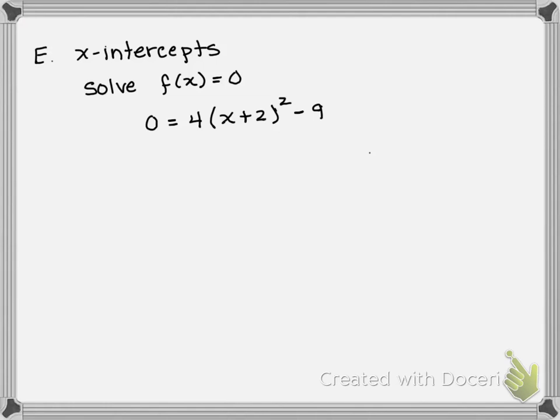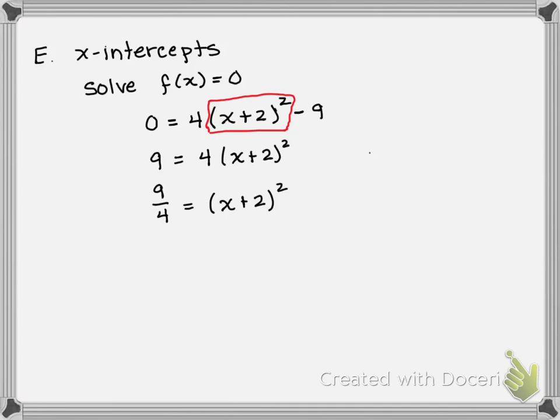So we just want to get the exponential portion of this, so this part, all by itself first, and then we can take the square root of both sides. It's a whole lot quicker than multiplying it all out and then using the quadratic formula. So we're going to add 9 to both sides, and then divide both sides by 4. And then we can take the square root of both sides. Remember, because we have an even exponent, we get both a positive and negative square root.